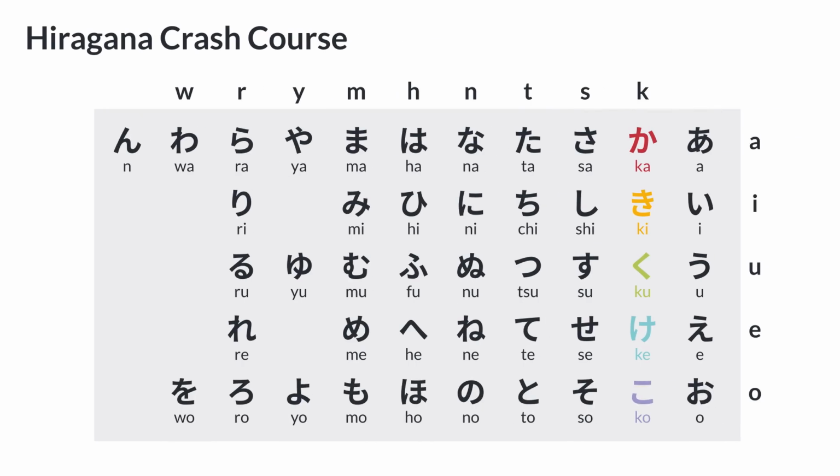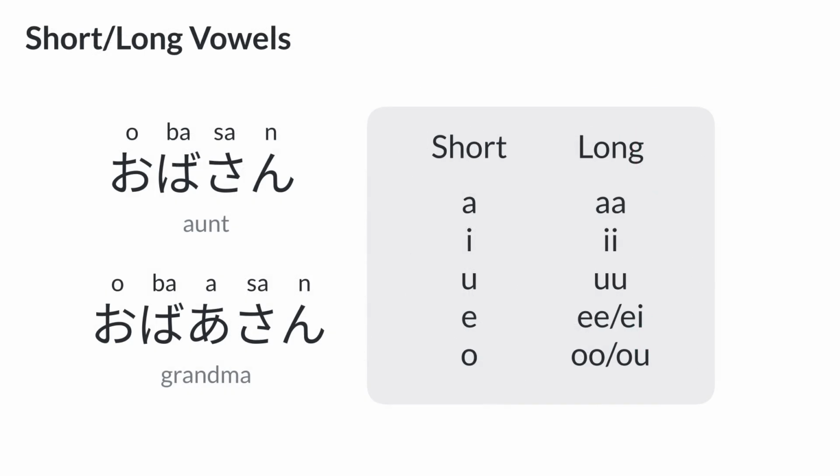In this lesson, we'll learn the characters ka, ki, ku, ke, ko. Before we start, let's talk about short and long vowel sounds in Japanese. We learned that there are only 5 vowel sounds in Japanese: a, i, u, e, o. In addition to these 5 vowel sounds, you'll encounter long versions of each vowel. When pronouncing a long vowel, you would simply extend the vowel for an extra syllable.